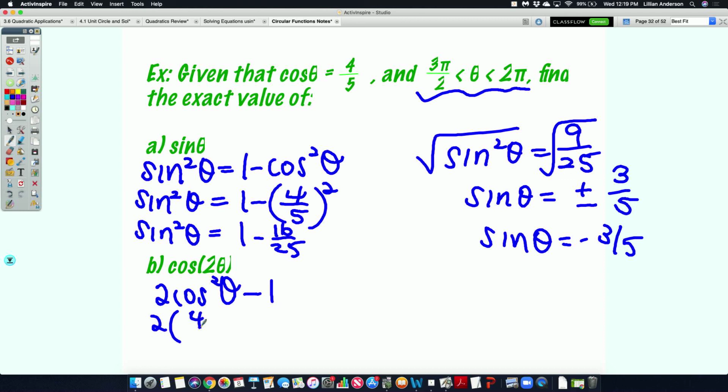So I plug in again, and I do my order of operations correctly here. Solve this out and tell me what my final answer is. What did you get? Very good. These are your exact values. Good.